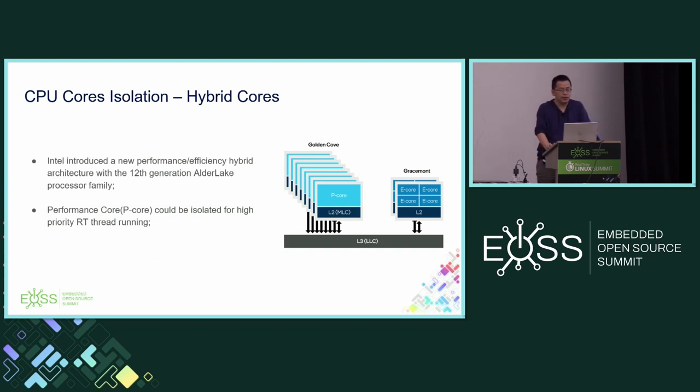So if a real-time thread needs a lot of calculation, or its performance is very important, we could isolate the P core, the performance core. Usually, performance cores will be enumerated first, so just isolate the CPU cores with a small number, for example, 2 or 3.